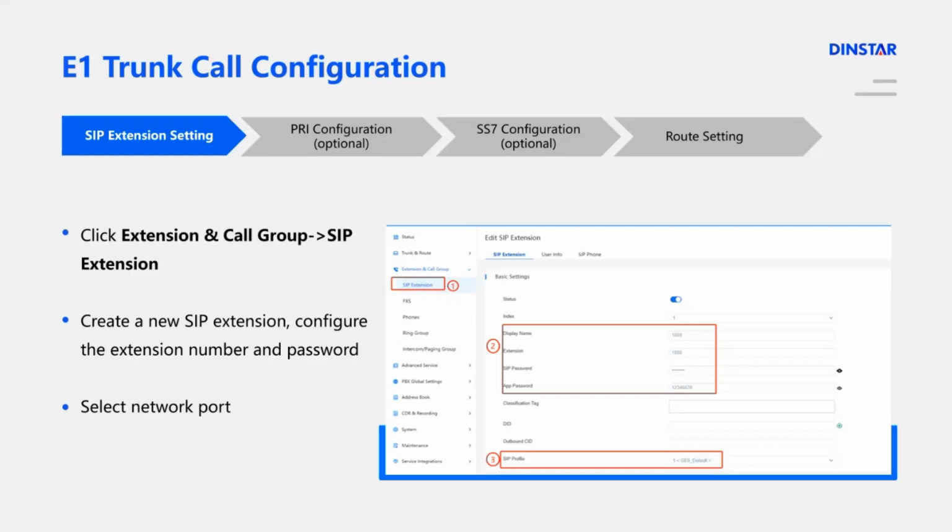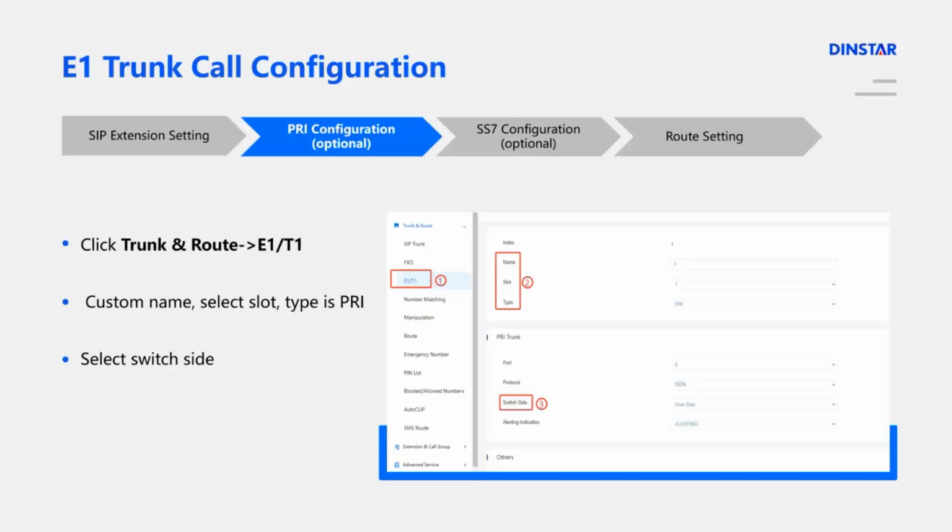And after that is done, we have to do the E1 or T1 configuration. We go to the E1 and T1 page, name the trunk, select the E1 slot, and set the type as PRI. And for PRI, we have to choose the switch side. This matches your telecom provider setup.